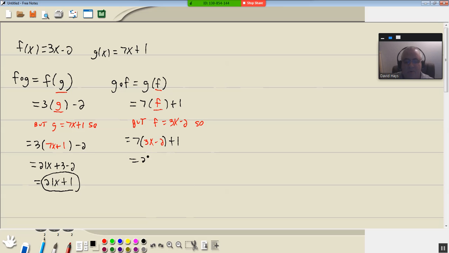7 times 3x is 21x. 7 times negative 2 is negative 14, plus 1. And that gives us 21x. Negative 14 plus 1 is negative 13. And that'd be our composition.